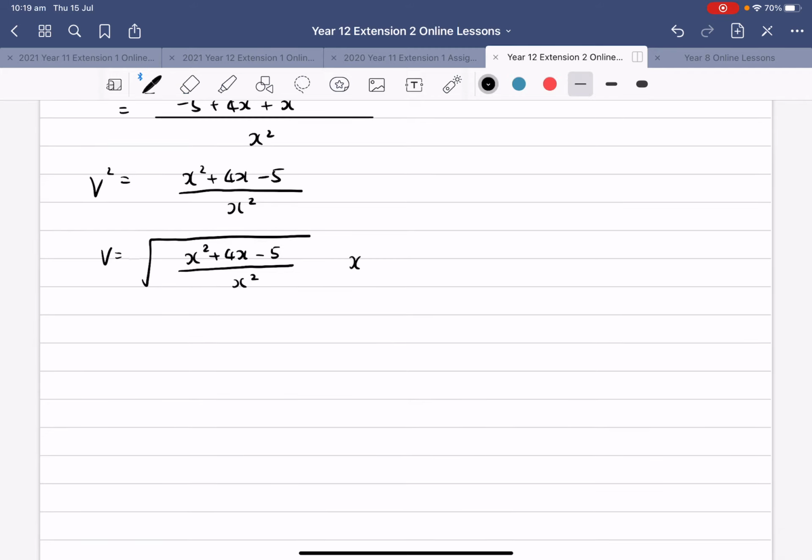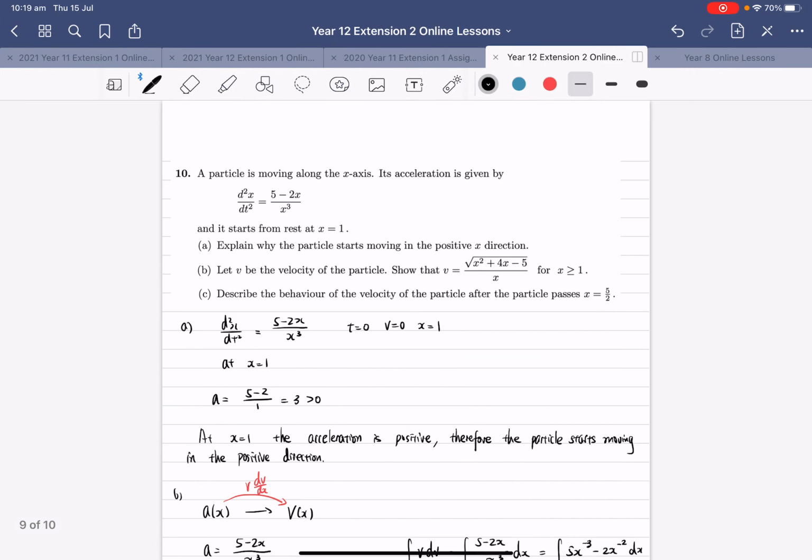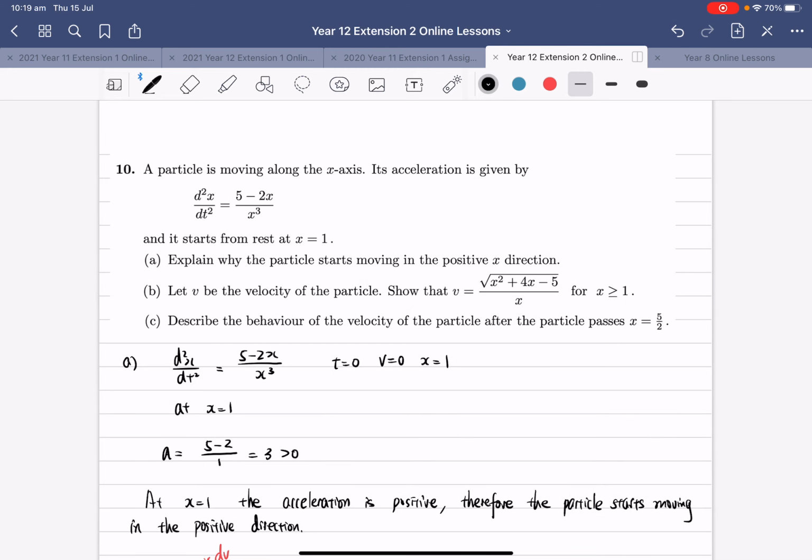negative since x is greater than 0. So for x that's greater than or equal to 1, the velocity is also positive in this case. Okay, so that's question 10. So now if you look at these two questions, it becomes a sort of standard question in Extension 2. It's not that hard. The questions break down into 3 different parts. There's another part here, and then you're just again changing from one equation to another equation using the method I showed you before. Alright, so let's have a look at question C.